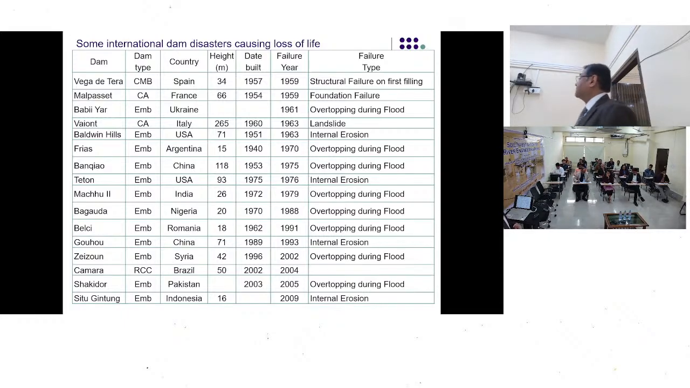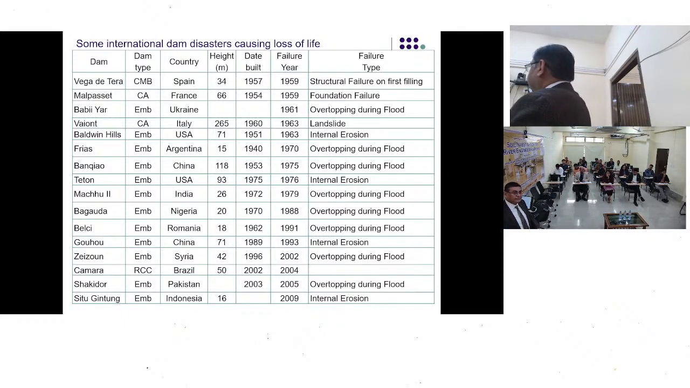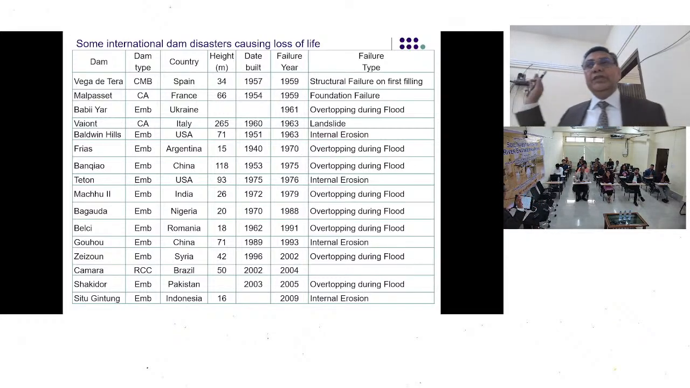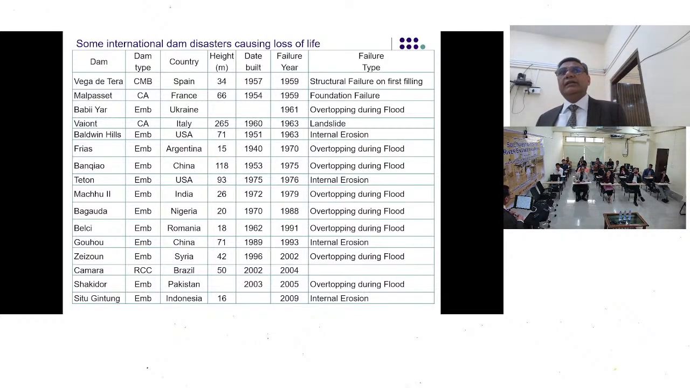And so these structures have certain failures which have been seen. So if we see here, we have structural failures, we have foundation failures, we even have overtopping due to flood. So if you just read the reasons, you automatically will be able to understand where we were lacking as engineers.